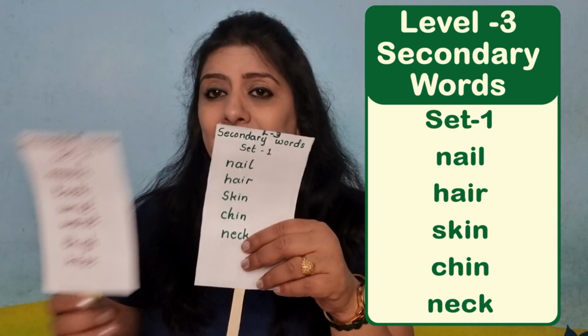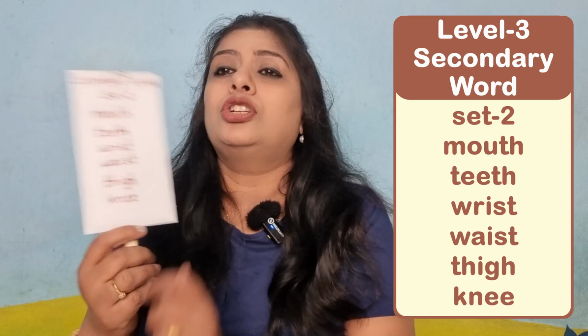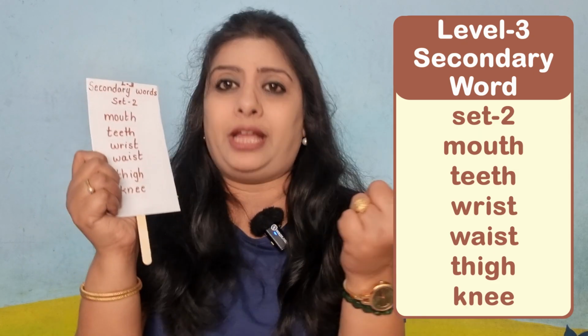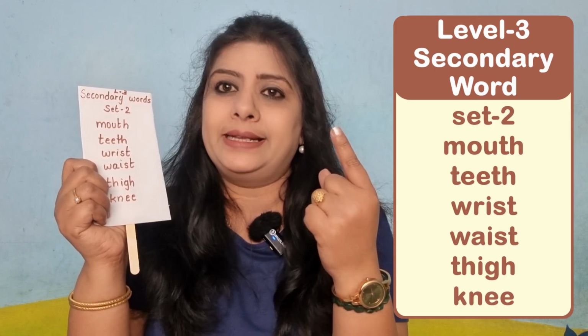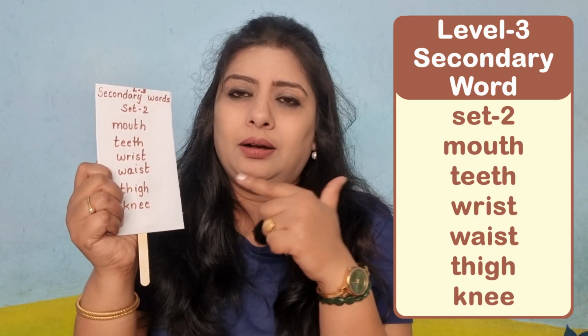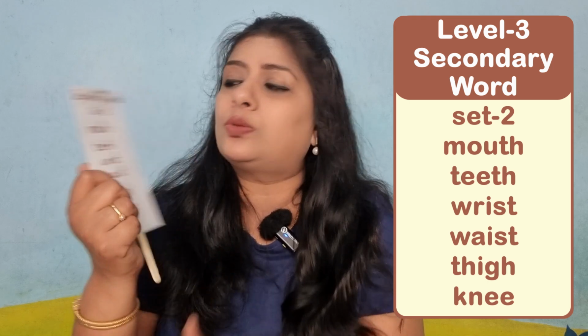And what are level 3 secondary words set 2? So now you can see these are secondary words set 2. And what are these? These are the words with more than one blending sound. It can be a long vowel sound or it can be a consonant blending sound. So there is more than one blending sound in these words.